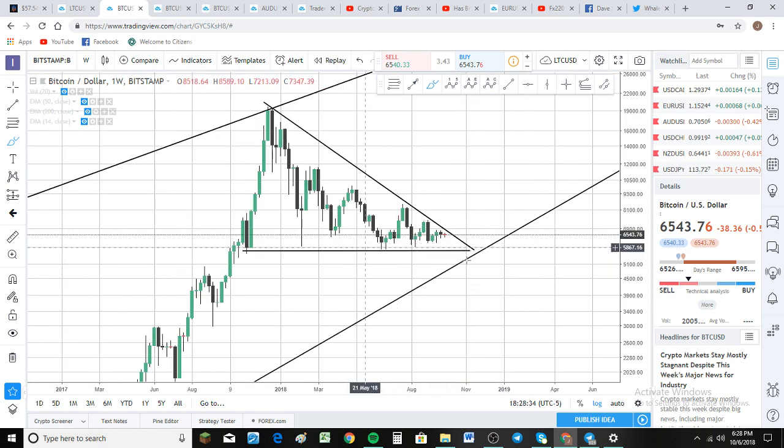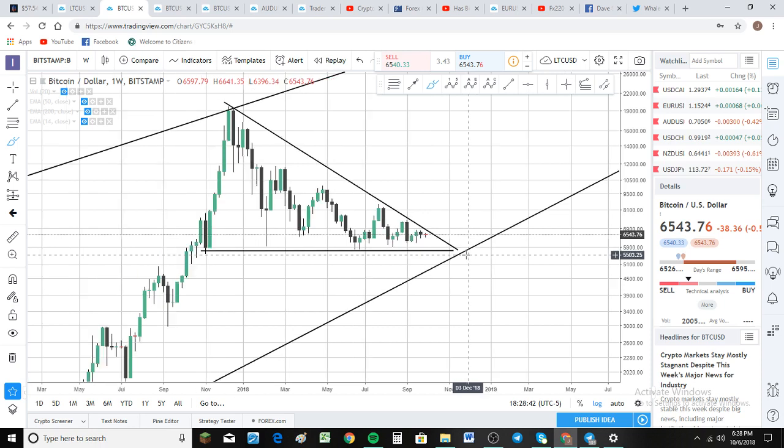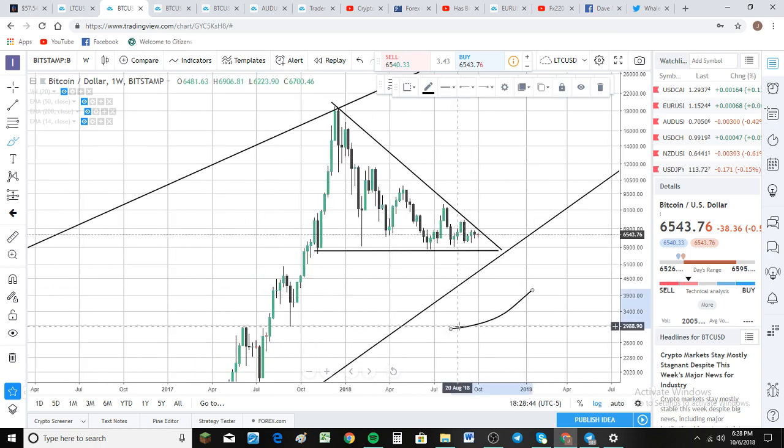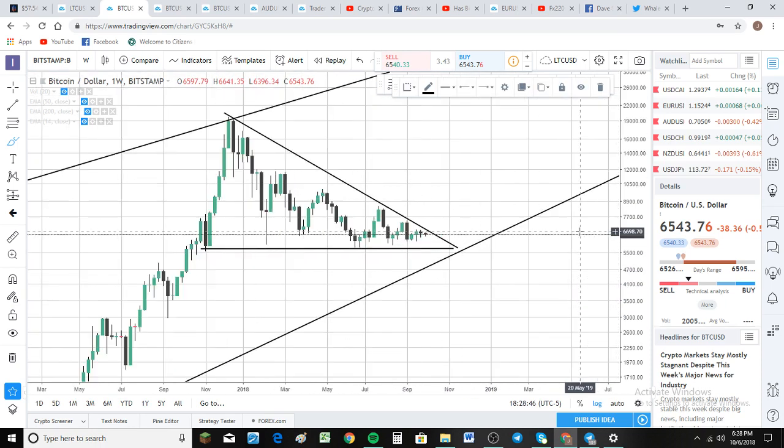But what we do know is, I think the close to the bottom is in. I used to be one who thought that we're looking at probably 4,000 or 3,000 Bitcoin. Looking at this, I really don't think that at all now. I think we're close to the bottom. That's good news for Litecoin as well.